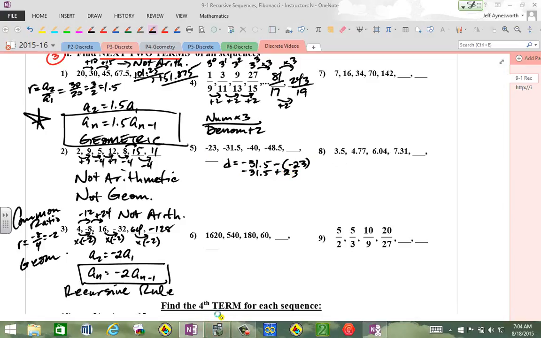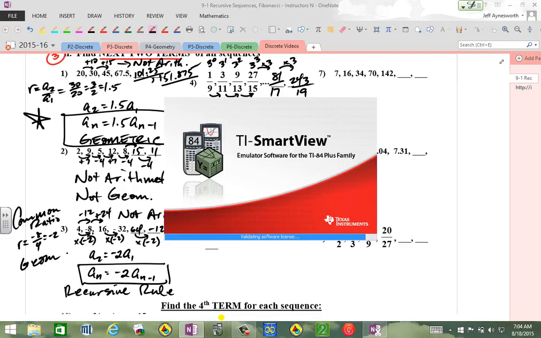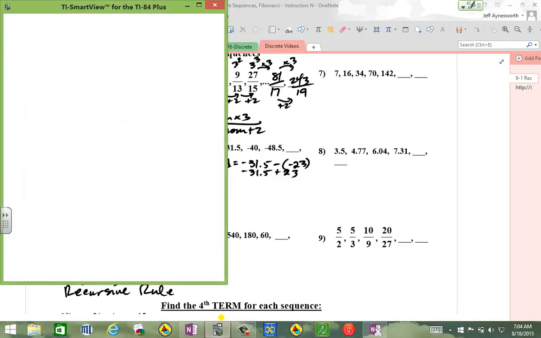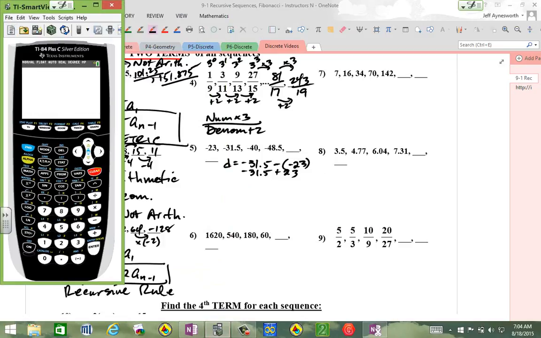If you don't like doing it all in your head, use your calculator if you like, but try subtracting the terms to see if there's a common difference, to see if it's arithmetic, and see what you get. So open up your calculator, turn it on. We're decreasing here, so I'm going to try subtraction. So negative 31.5, minus a negative 23 is the same as plus 23, so plus 23 is negative 8.5.